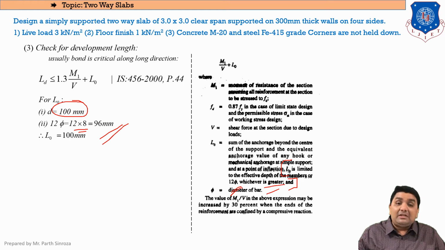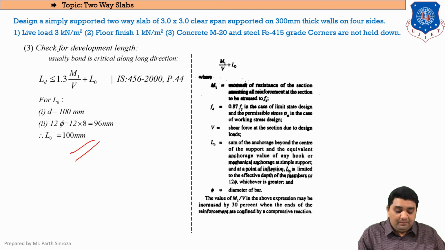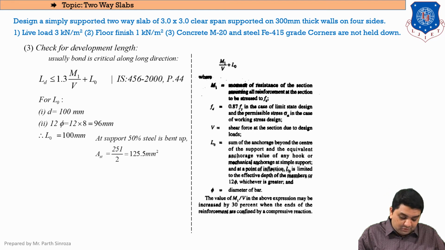The statement that we have is that the value to be considered is the greater of these two values. Out of these two cases, the greater value is 100. So L0 in our case will be 100 mm. Okay? So the first condition is satisfied. Now moving on to the second condition, we need to find the shear force. To find the shear force or the bending moment, the next step will be to find the AST, that is steel content, as we are dealing with development.